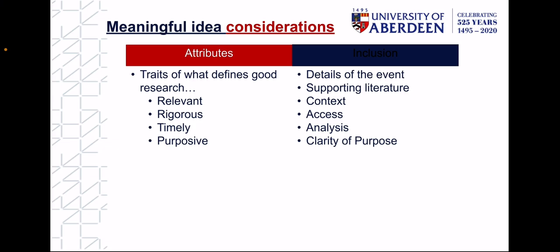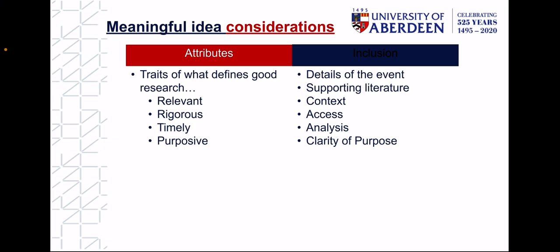When you have these attributes, the idea is how can we ensure that we align these attributes to the inclusion considerations. In terms of inclusion, we have details of the events, the supporting literature, context, access, analysis, and clarity of purpose. In relating relevance, rigor, timeliness, and purposiveness, it's good practice to align it to any particular event and support it with relevant and quality literature to espouse what has been studied about that particular area.